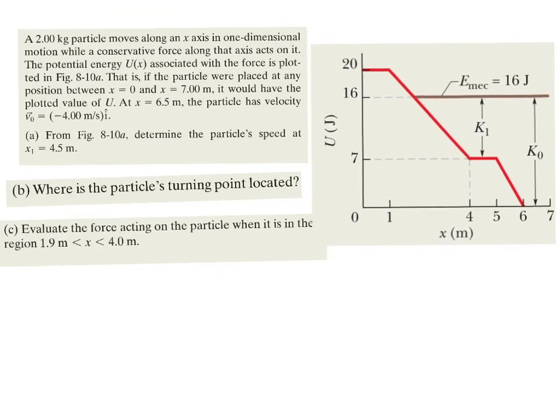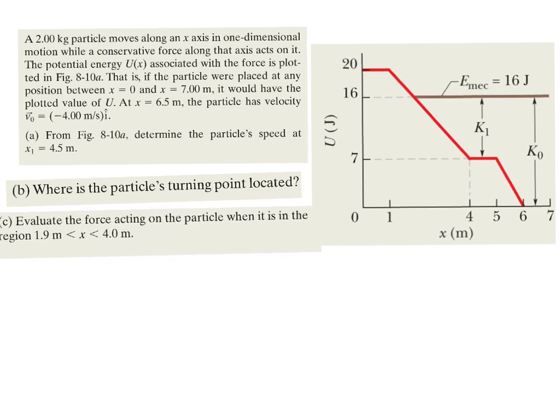This is on page 190 to 191. Okay? All right. So let's get into this problem. It says a particle moves along an x-axis in a one-dimensional motion while a conservative force along that axis acts on it. We're talking about the potential energy here on the graph. The potential energy associated with this force is plotted in the figure to the right.